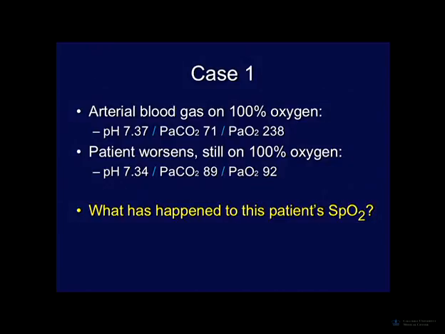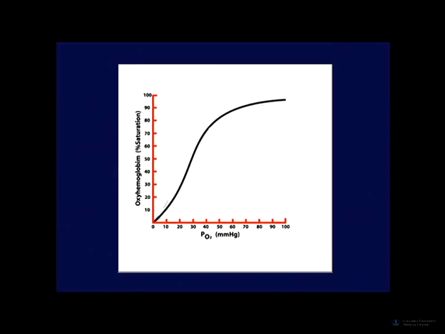The first one is probably going to give you a saturation of 99, 100%. But the second one, because the PO2 is still 92, even though it's a lot worse than 238, is still going to come out looking very high on the SpO2. That's a function of the oxyhemoglobin dissociation curve, and the fact that as you get high enough with your PO2, your saturation doesn't change all that much.